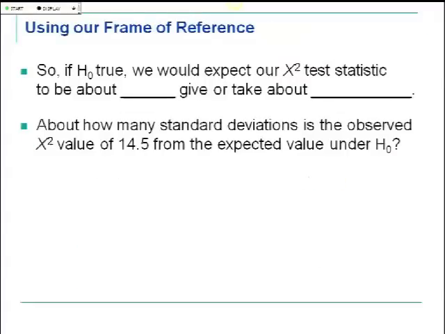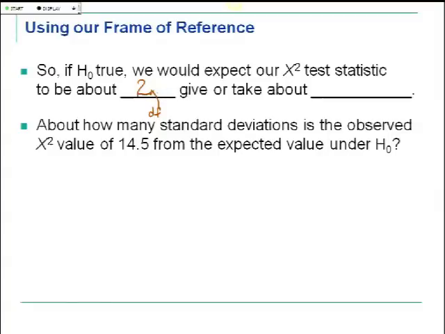How would you fill in the blanks? If H naught's true, if there really is no association between our two variables here, our test statistic would be expected to be about how big? About 2. The mean is the degrees of freedom. And do you remember what the standard deviation was? If you don't remember, flip over 2 more pages and you've got your output formula card. That's what the formula card looks like, and look at that very bottom row. Page 220 has your output.